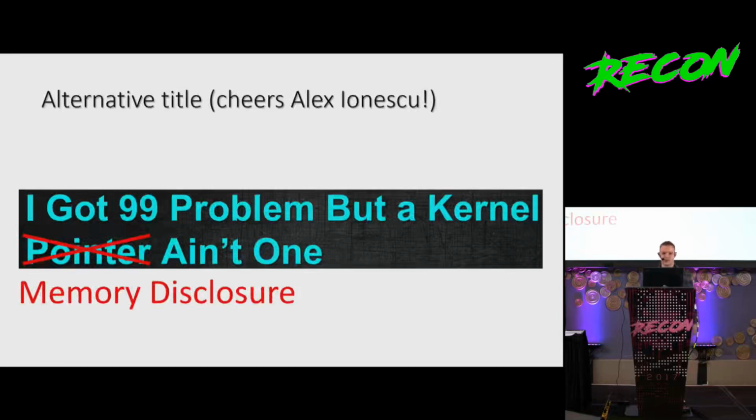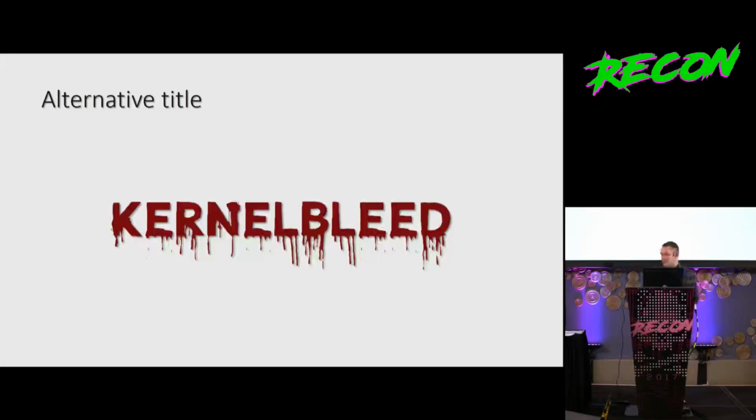The first one could be "I got 99 problems, but kernel memory disclosure ain't one." Yeah, which is a modification of a title given by Alex Ionescu 4 years ago here at REcon as well. But even with this modification, I think without it, it would work as well, because kernel memory disclosure often leaks kernel pointers as well. And another one is kernel bleed, because it seems that nowadays everyone wants to have a bleed vulnerability, so I figured that is my best chance to have one as well. So there you go, kernel bleed.